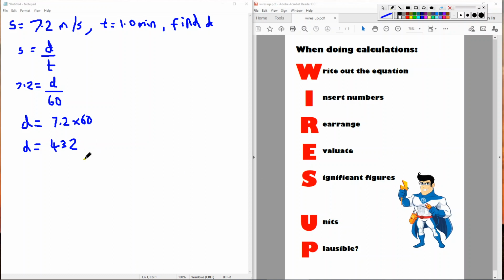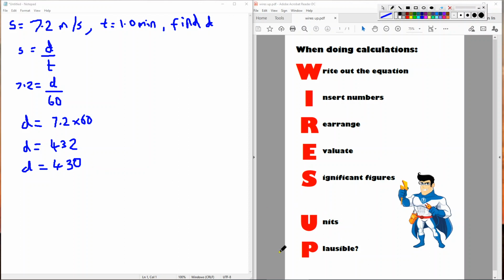Significant figures. We need to get this to a correct number of significant figures. We have a look at what we've been given in the question. S, speed, was given to 2 significant figures. The time was given to 2 significant figures. So our answer should be given to 2 significant figures. So 432 to 2 significant figures is 430. So the answer here is 430.